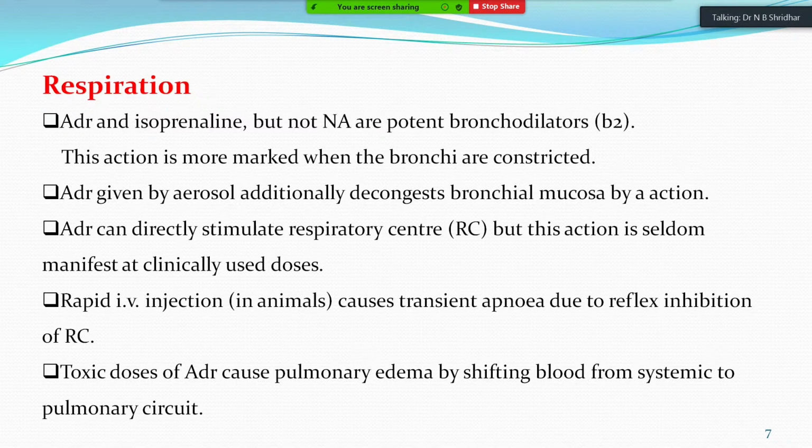At that time you should see that the force of the myocardial pumping and also the rate of the heart will be increased. So whenever you take care of one organ, there is a change in the other organ, because the receptor subtype is totally different in the heart and the bronchioles. So you have understood. Adrenaline is given by aerosol, and additionally it decongests the bronchial mucosa.